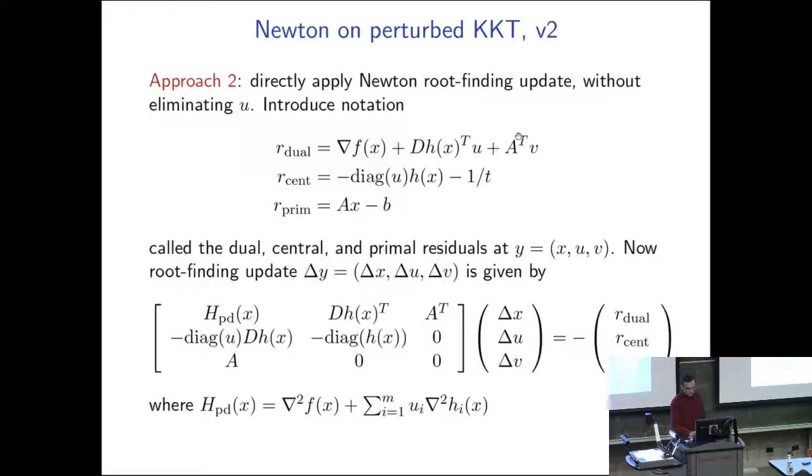So we get a bigger system, because we have u in it still, and it often helps to write each block of that linear system with different notation, and we call these residuals. So the stationarity block we call the dual residual. The perturbed KKT condition block we call the centrality residual, R cent. And the last one we call the primal residual. And we're going to let y be the triplet x, u, v. That's going to be the variable we're thinking about taking Newton steps in.